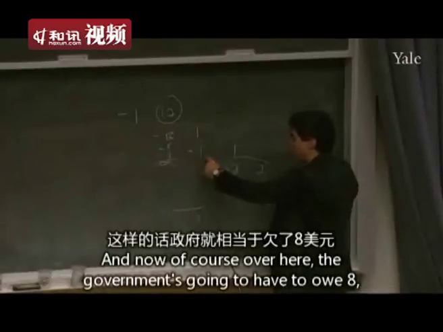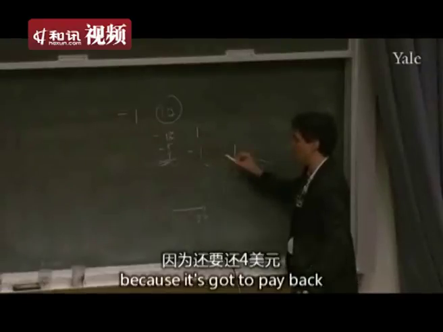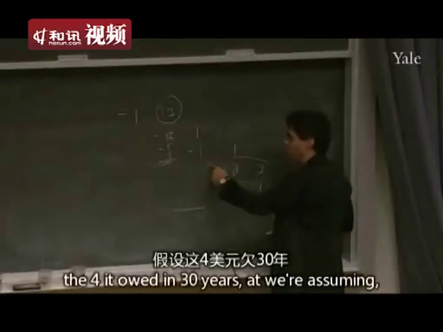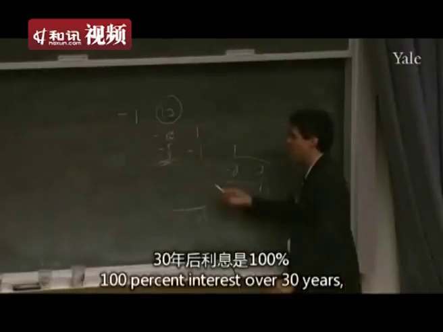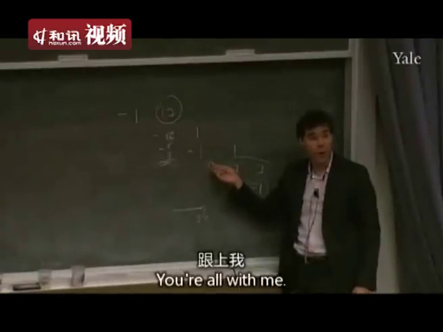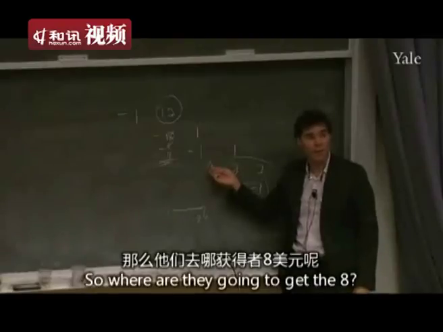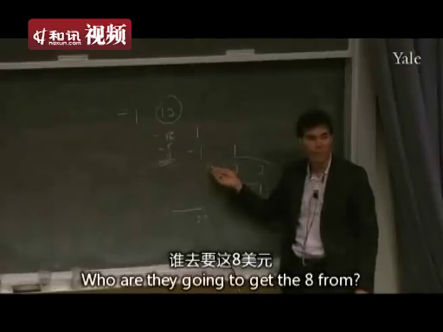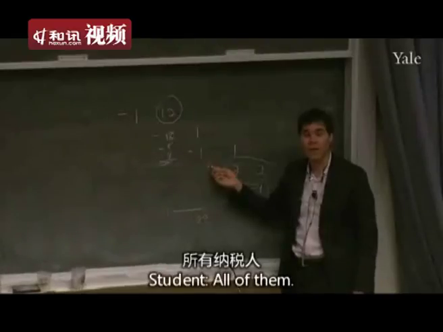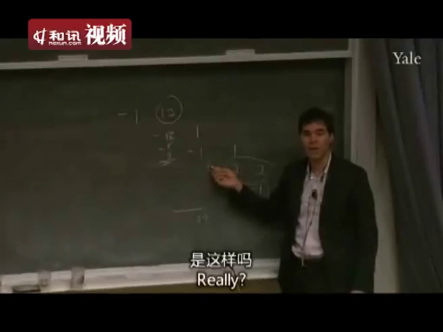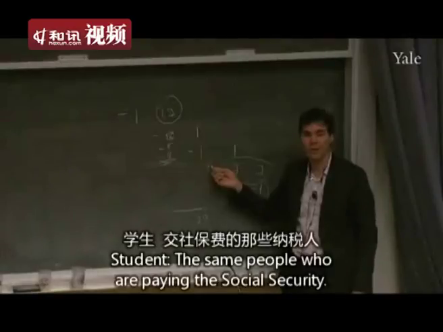And now, of course, over here, the government's going to have to owe 8 because it's got to pay back the 4 it owed, in 30 years. We're assuming 100% interest over 30 years. It's got to pay back the 8. You're all with me. So where are they going to get the 8? Who are they going to get the 8 from? Taxpayers. Which taxpayer? All of them. Everybody. Really? The same people who are paying the Social Security.